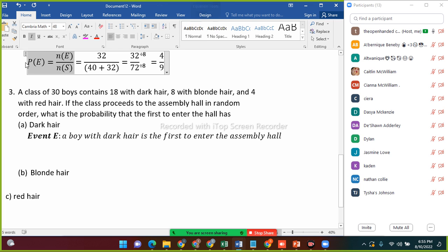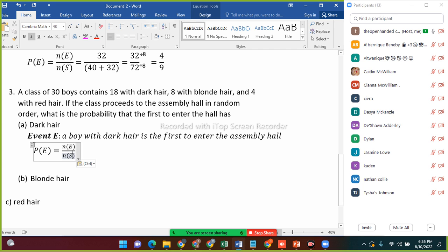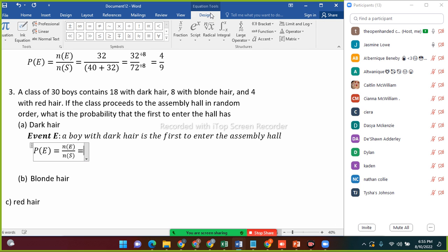All right, Jasmine, what's going to be my probability of the event? 30 at the top? Why is it 30 at the top? Remember, at the bottom we're going to have all the boys in the class. So how many boys in the class? 30 boys in the class. Good, so that'll be at the bottom.